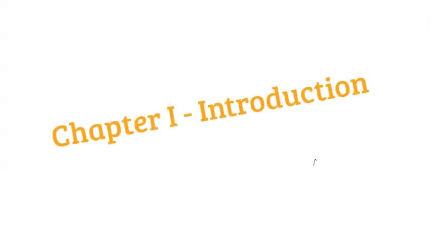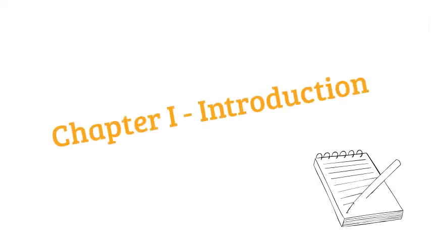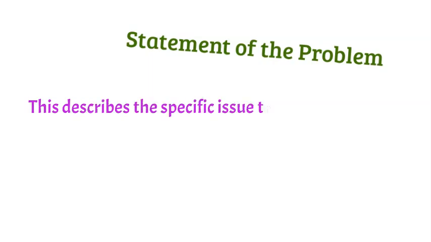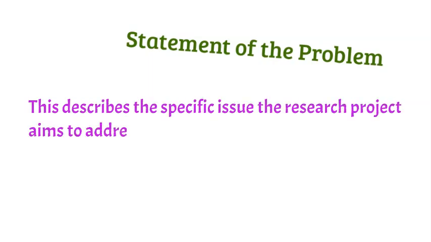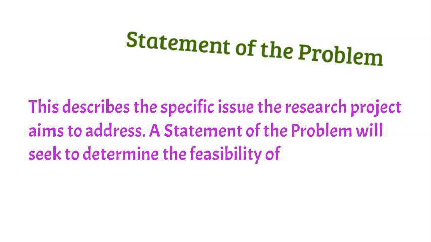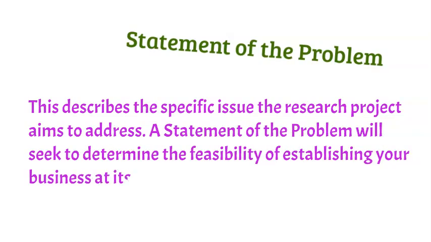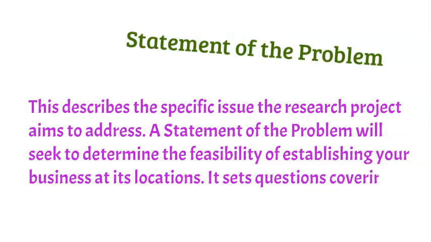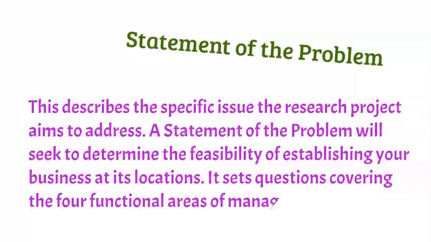Chapter 1, Introduction. Statement of the problem. This describes the specific issue the research project aims to address. A statement of the problem will seek to determine the feasibility of establishing your business at its location. It sets questions covering the 4 functional areas of management.